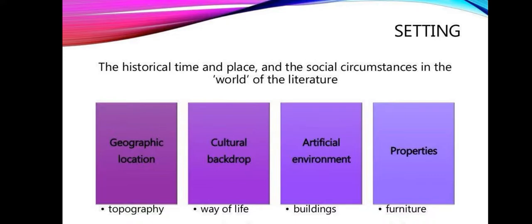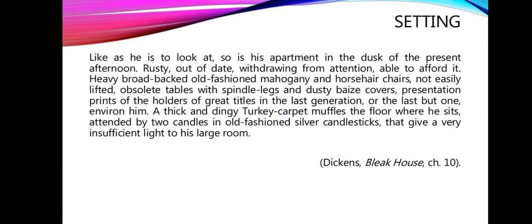Setting is the historical time and place and the social circumstances in the world of the literature. So setting is the geographic location with its cultural backdrop, and the artificial environment, which includes the buildings, properties, or furniture. It is where the drama or story takes place. For example, we have this one to look at.